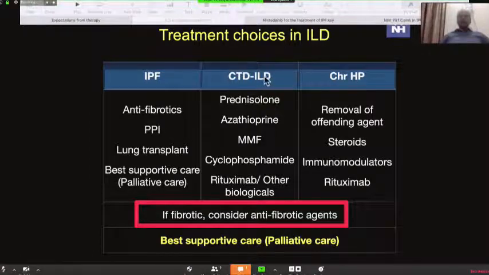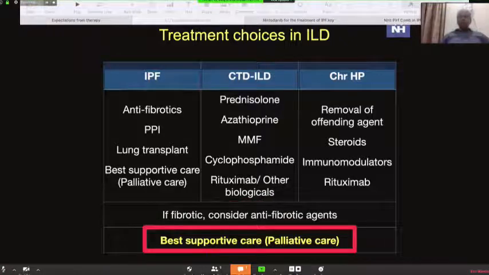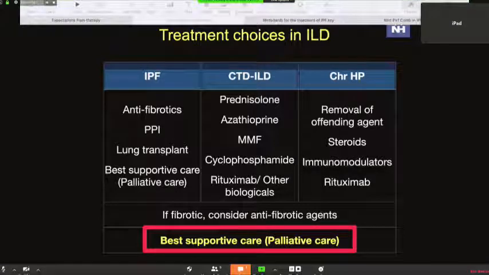So to summarize your treatment choices, if you have IPF, antifibrotics are the first choice. If you have CTD-ILD, immunosuppressants like prednisolone, azathioprine, and MMF are the first choice. And with chronic HP, you can remove the offending agent, but these patients have often gone into an irreversible stage of fibrosis. So you can introduce steroids along with removing the offending agent, or other immunomodulators, and you can give them rituximab. But at all stages, if a person is fibrotic, you must consider antifibrotic agents. And at all stages, you must consider best supportive care or palliative care. So this needs to be introduced fairly early.